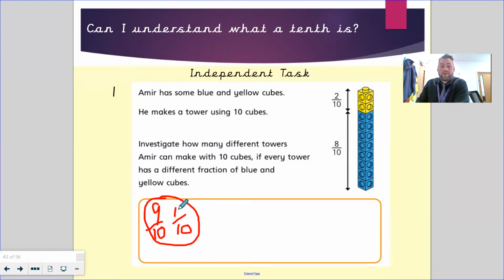And then we look at our example here. We've got 8 that are blue, and then we've got 2 that are yellow. Okay, and then we keep on working along until we've done all possible combinations. And when you go through all of the combinations, you should find out that there are 9 different towers that he could make using different amounts of yellow and blue bricks.